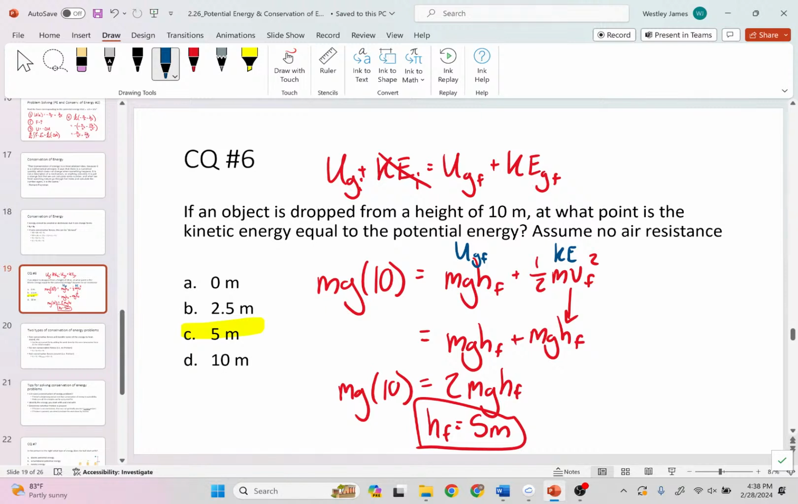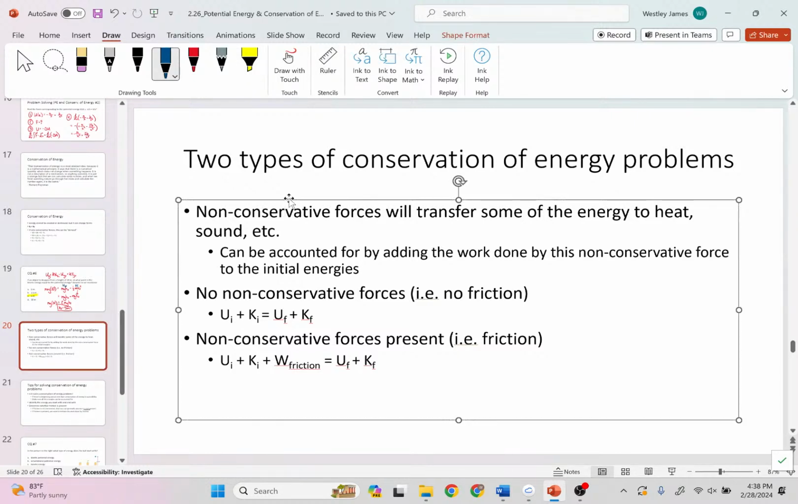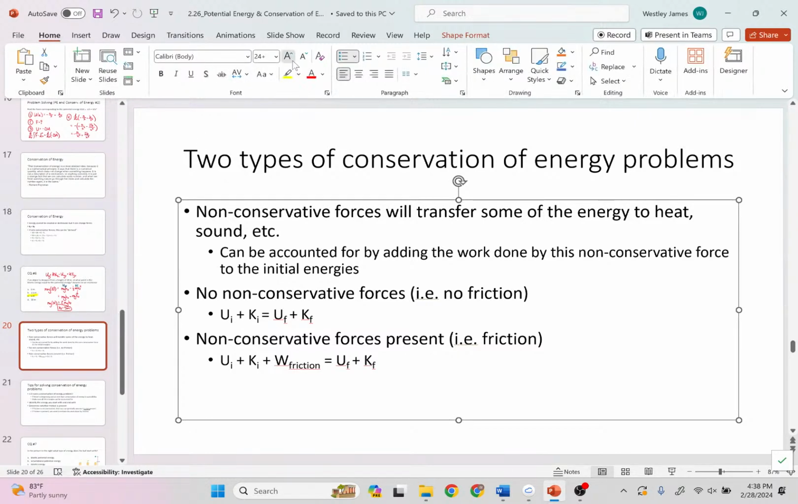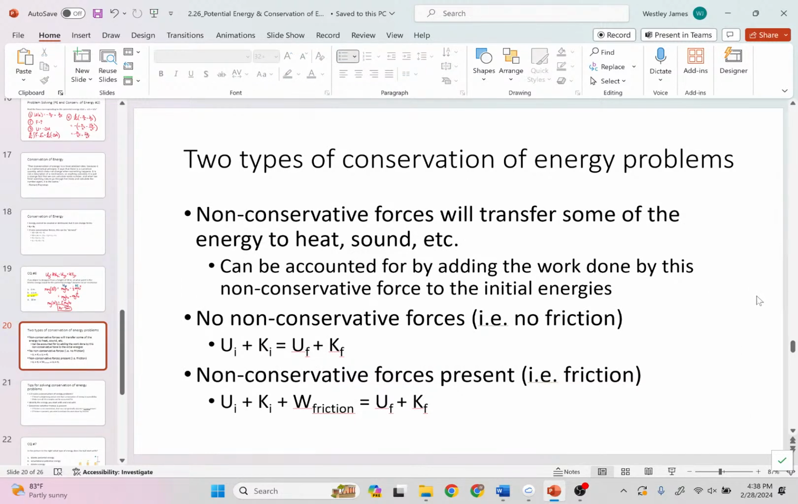That's fine. But what happens if friction is present? What happens if air resistance is present? How does that show up in here? It's really simple. And let me make this font a little bit bigger. I actually modified this right before class, so if you did download these, it's going to look a tiny bit different than yours, and I'll tell you what I modified.